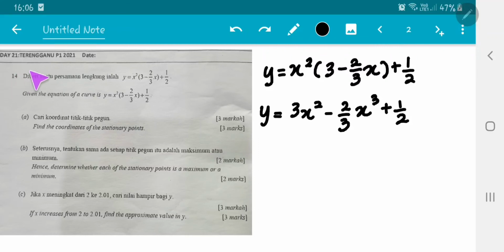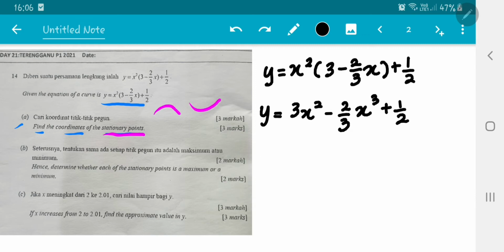Day 21, Terengganu Paper 1, 2021, number 14. Given the equation of the curve is y equals x squared, bracket 3 minus 2 over 3 x plus 1 over 2. The first question asks you to find the coordinates of the stationary point. So first of all, you must understand what is a stationary point. A stationary point means either a maximum or a minimum point.